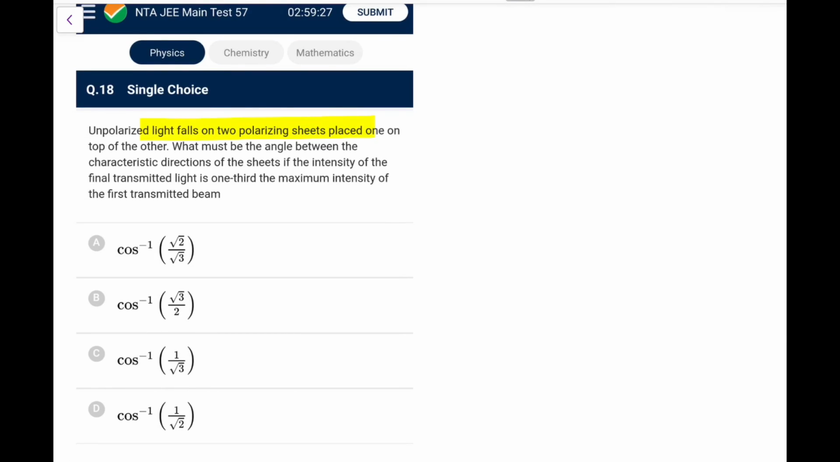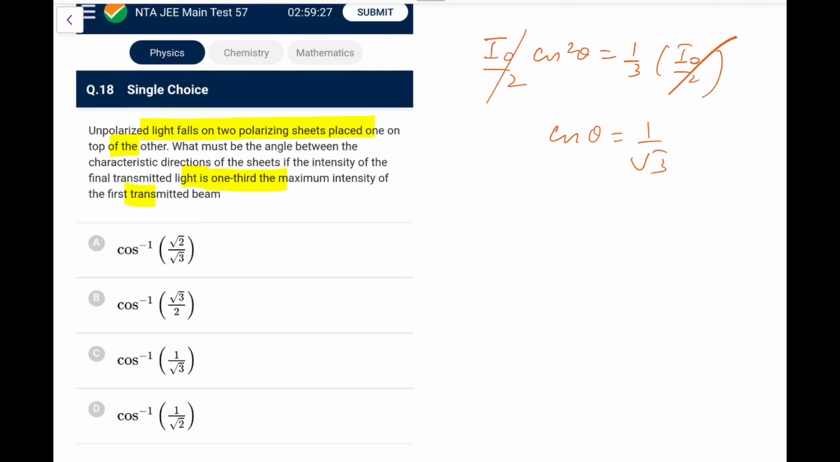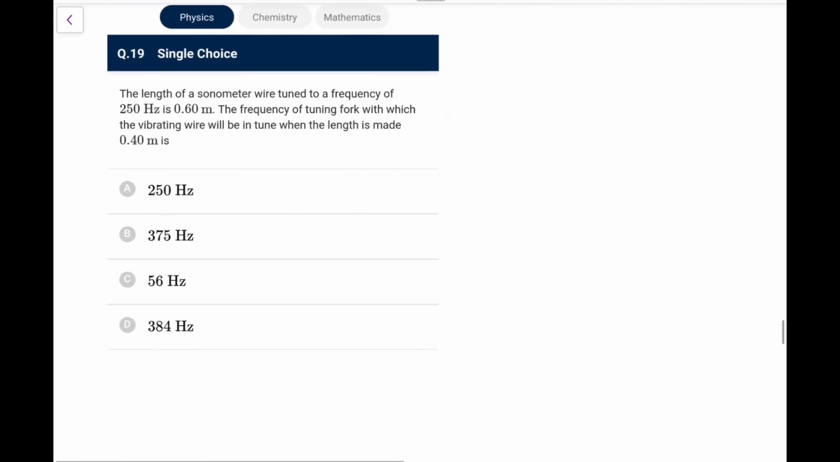Unpolarized light falls on two polarizing sheets placed one on top of the other. What must be the angle between them if the intensity of the final transmitted light is 1/3 the maximum intensity of the first? Okay, so first you know is I naught by 2, and you need I naught by 2 cos square theta to be 1 by 3 of I naught by 2. That is what you need. So cos square theta is 1 by 3. So cos theta is 1 by root 3. So it's an easy one for you. So this is option C, cos inverse 1 by root 3. Just read it carefully and do.